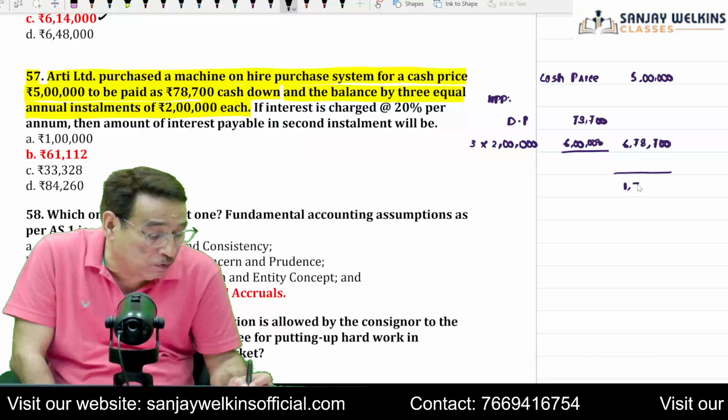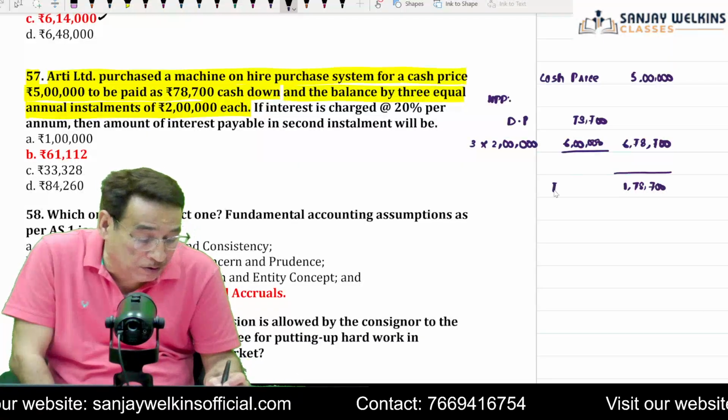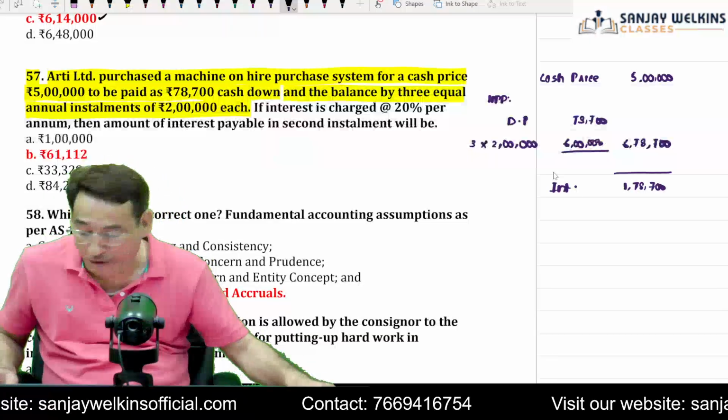Of course, the difference will tell you the interest. Interest will be equal to 1,78,700. This is the amount of interest.